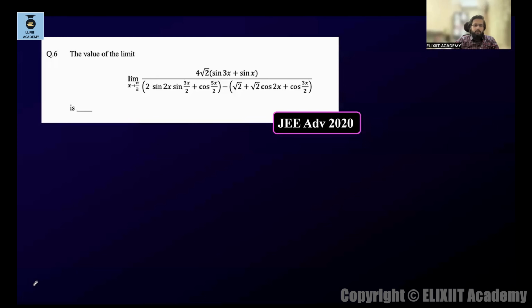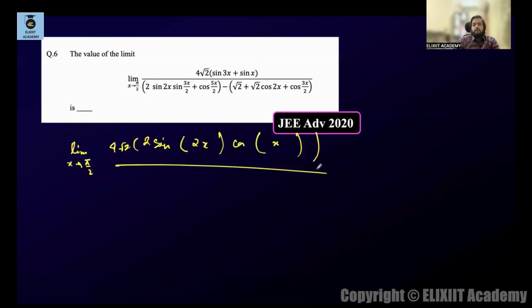What I do is start simplifying this. In the numerator, we are having 4 root 2 times. We can use the sin C plus sin D formula to simplify this. So sin C plus sin D means 2 sin cos. First of all, 2 sin of (C plus D) by 2: 3x plus x, 4x divided by 2 means 2x. And 3x minus x, which is 2x by 2, which is x only. Now let's see the denominator.